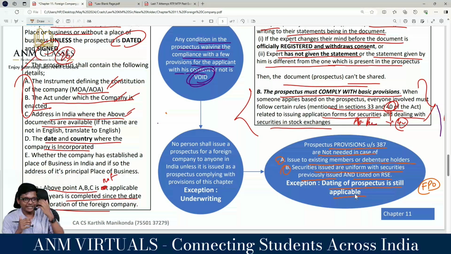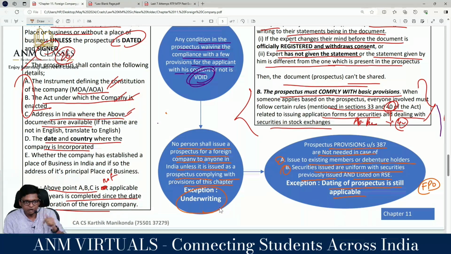So for a foreign company, which two are not needed, guys? They need not give a prospectus in case of existing members or debenture holders, or a listed company going for an issue. But still, the prospectus should be dated. You need to write the date. Are you following? Clear? This last point: no person shall issue a prospectus for a foreign company to anyone in India unless it complies with the provisions of this chapter. That means you cannot issue a prospectus without following the provisions in this chapter. The exception is what, guys? Underwriting.